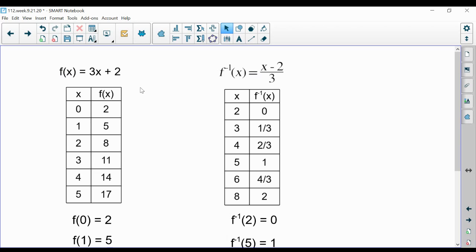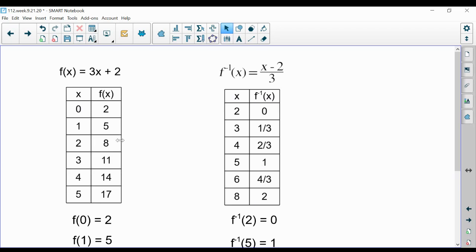You don't even have to really know the explicit definitions of these functions to answer some questions. For example, f of 1 is 5. If you look at this table, you can find 5 as a domain element, and it results in 1. So 1 gets mapped to 5, and then in the inverse, 5 gets mapped to 1.